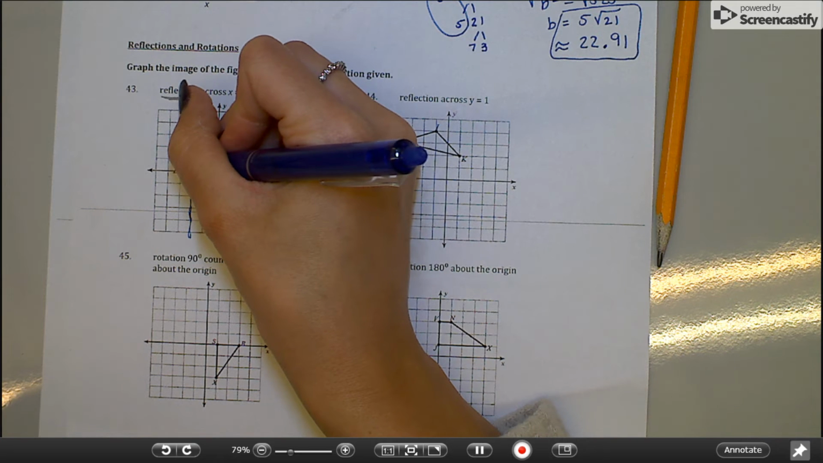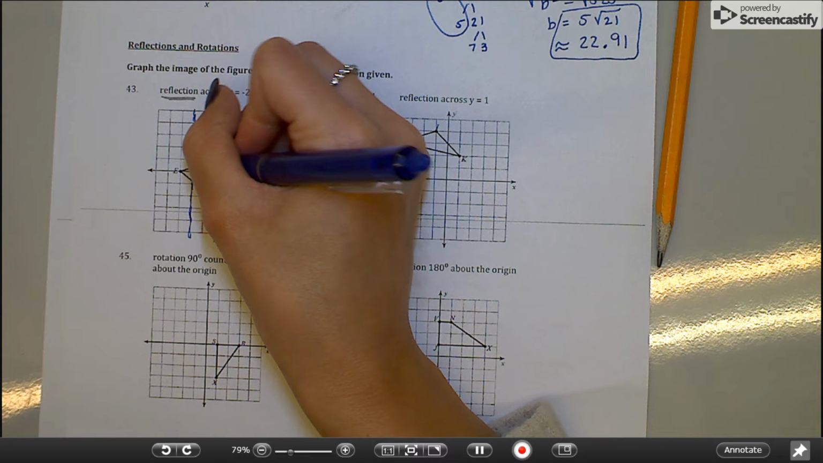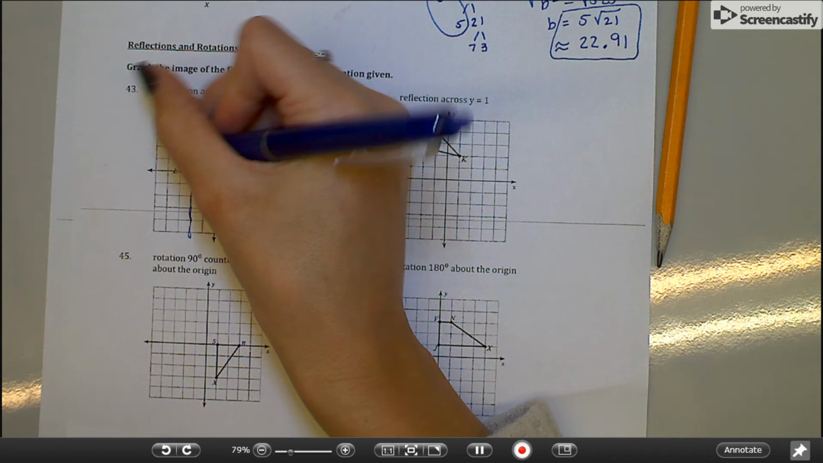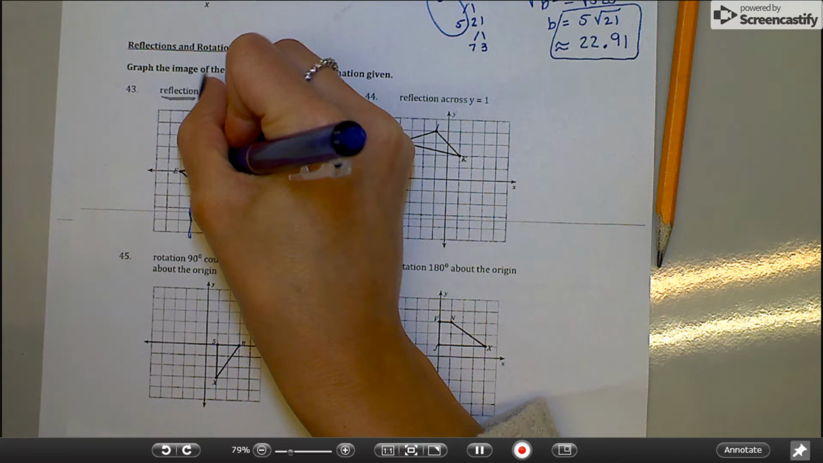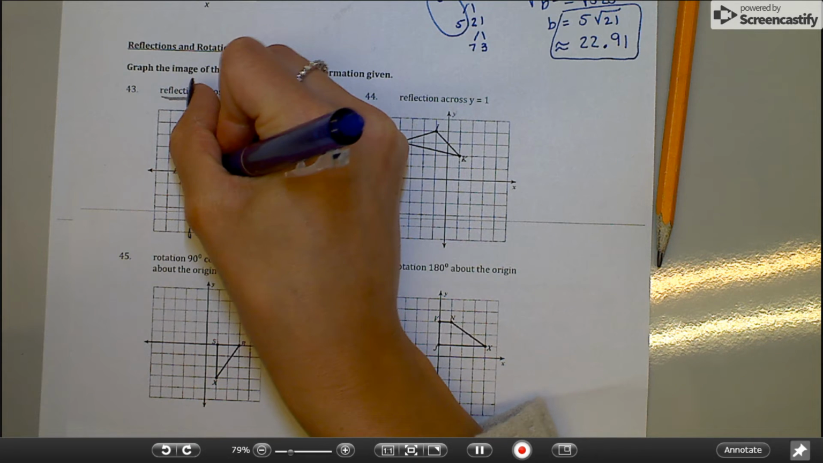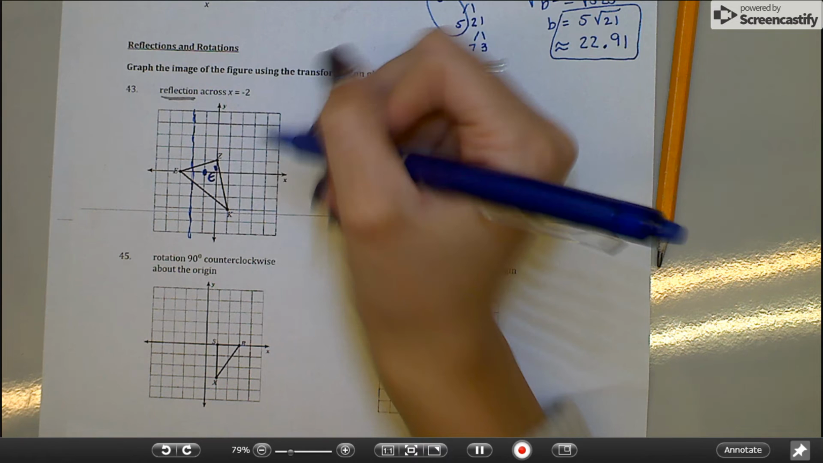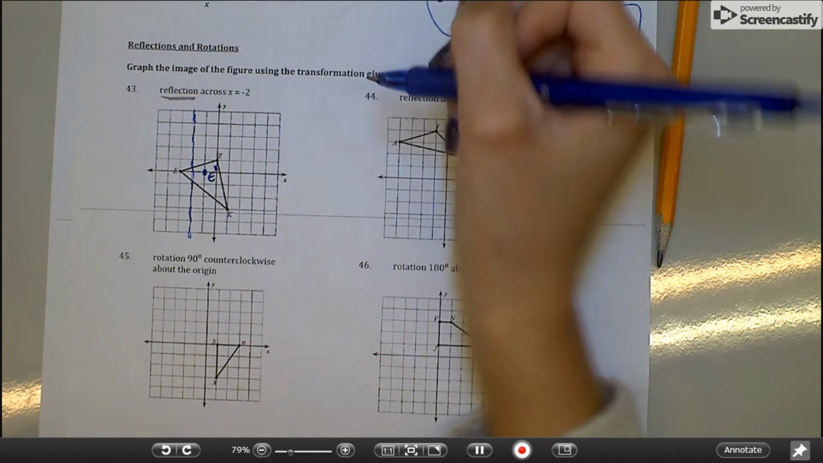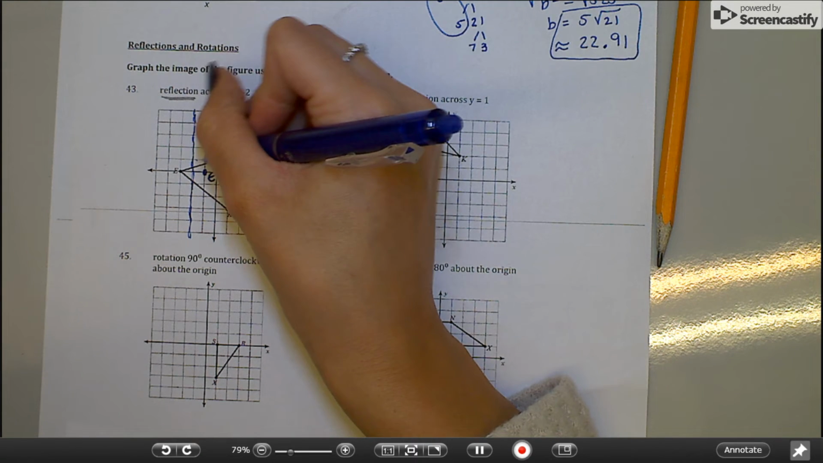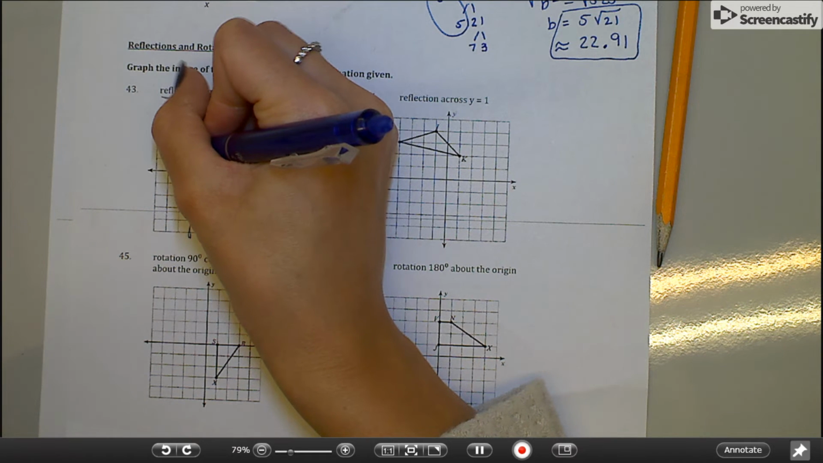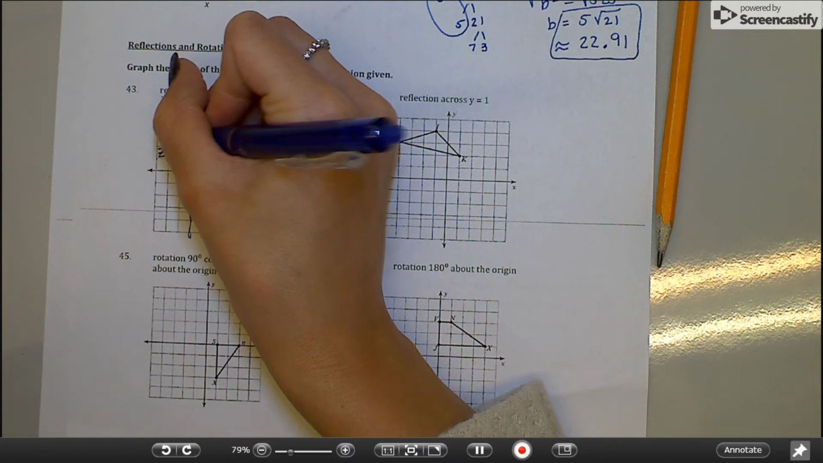So this point E is 1 to the left of this line. So E prime, I'm going to call it. Prime is like that little almost apostrophe mark, just saying it's the second version. It's after you complete the transformation. Z right here is 2 to the right, so its transformation will be 2 to the left. I'll mark it as Z prime.